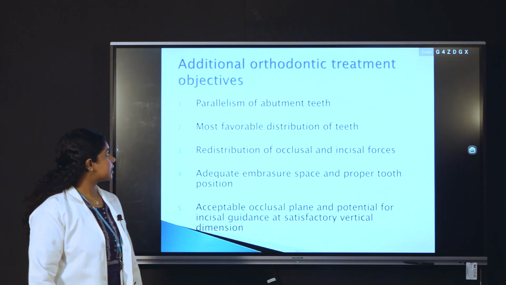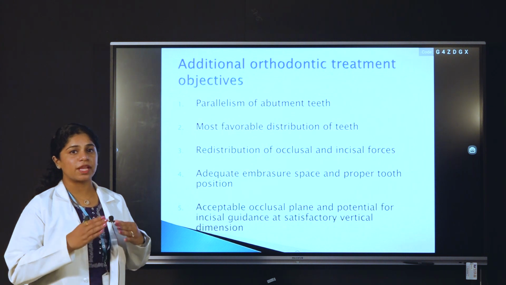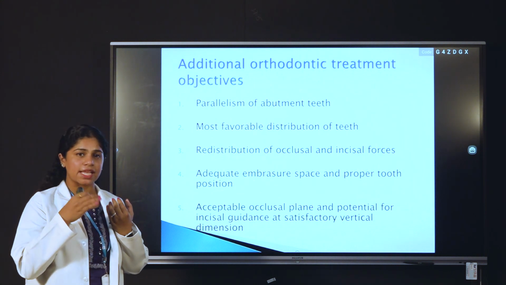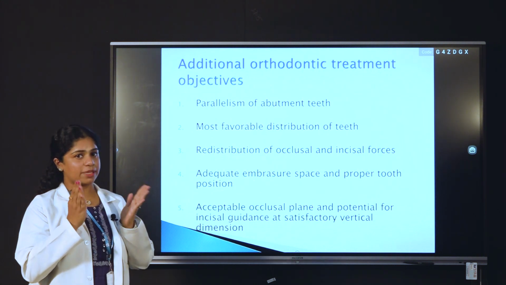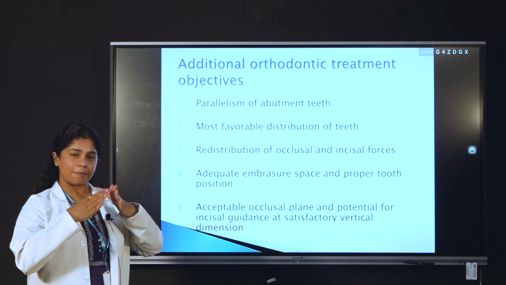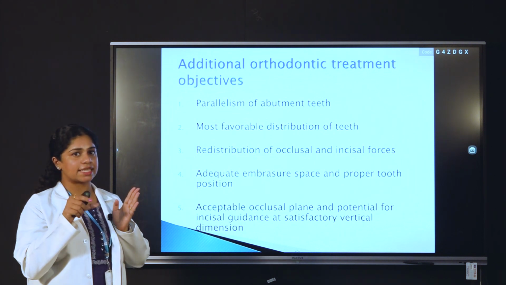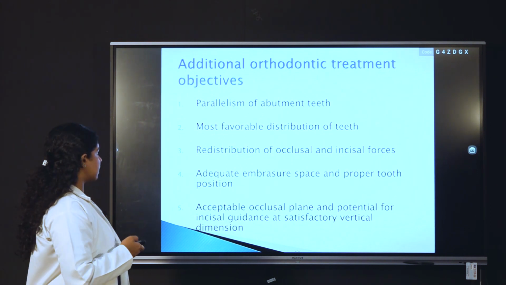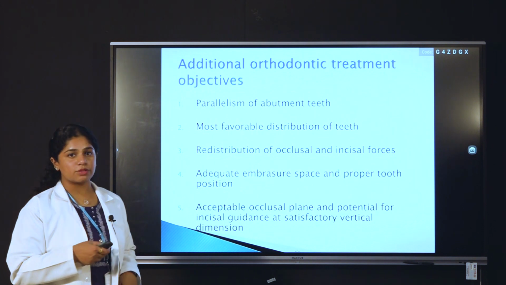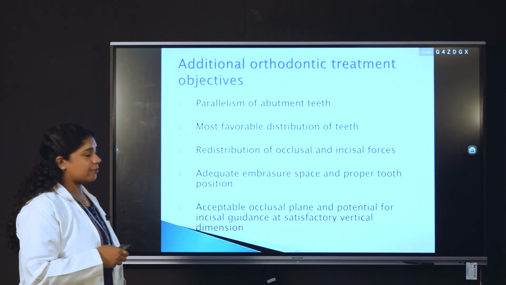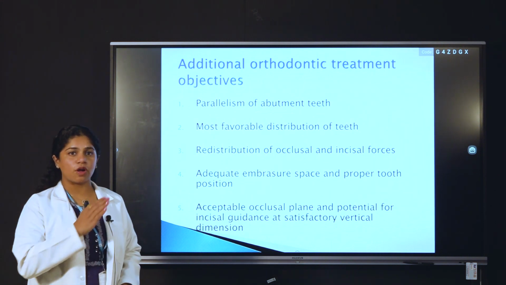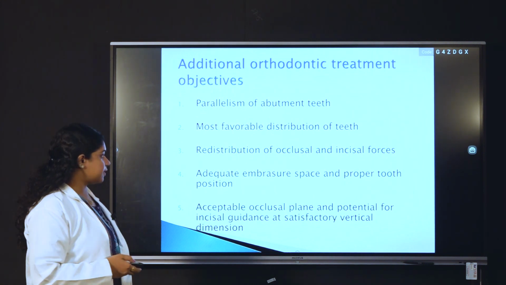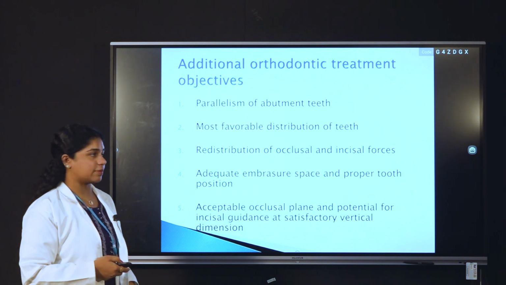The additional orthodontic treatment objectives will be the parallelism of the abutment teeth. That is, if a patient wants a missing tooth to be replaced, the parallelism of the adjacent teeth is very important. So we have to upright the adjacent teeth so that the pontic space is maintained and easy replacement of the tooth can be done. Most favorable distribution of teeth is important. Redistribution of occlusal and incisal forces, adequate embrasure space and proper tooth positioning, an acceptable occlusal plane and a potential for incisal guidance at a satisfactory vertical dimension.